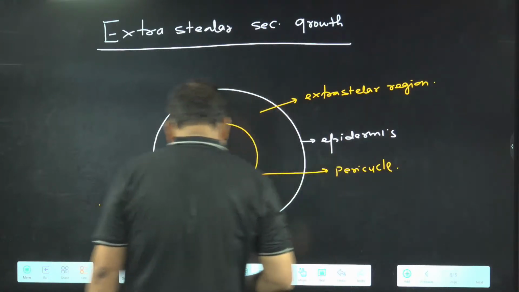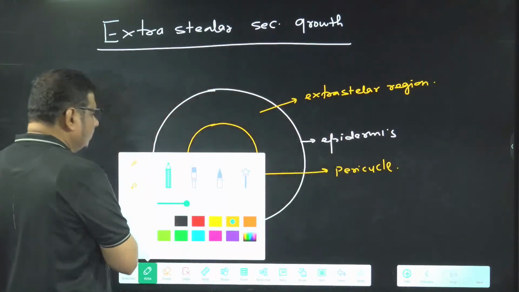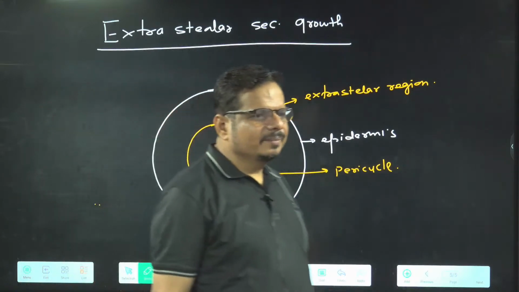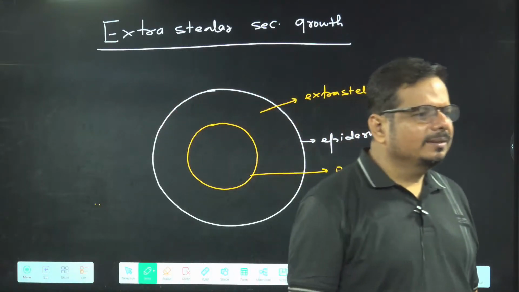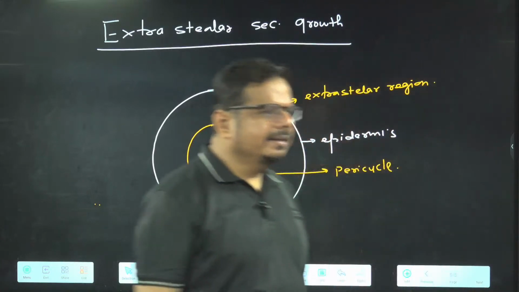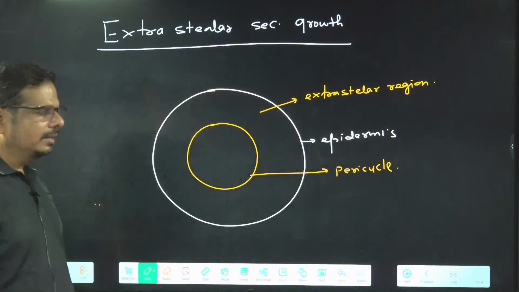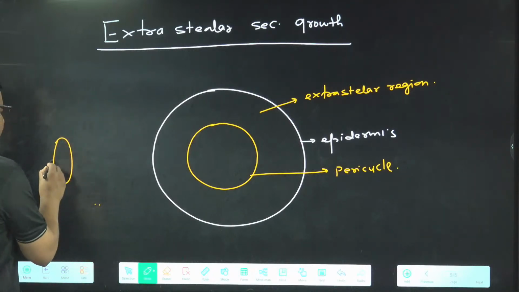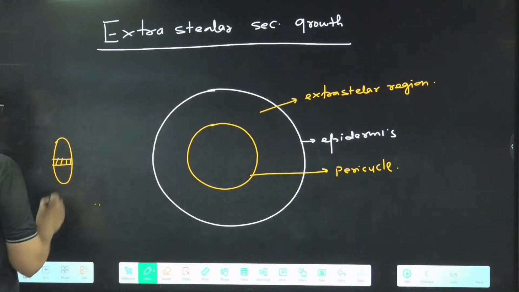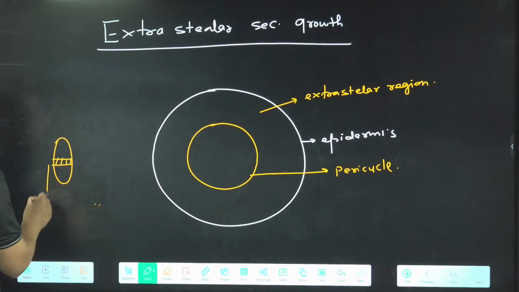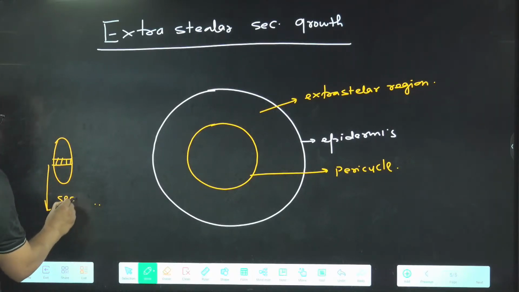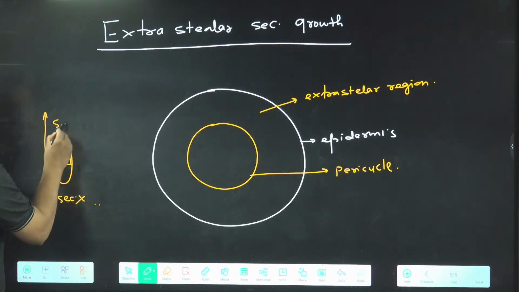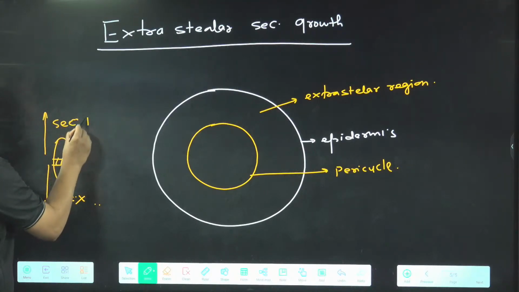So we have already seen secondary growth in which one? Intrastellar region. In the intrastellar region we have discussed the secondary growth already. What did we study in the intrastellar secondary growth? When intrastellar secondary growth occurs, vascular cambium forms secondary xylem toward the inside and the vascular cambium ring forms secondary phloem toward the outside.